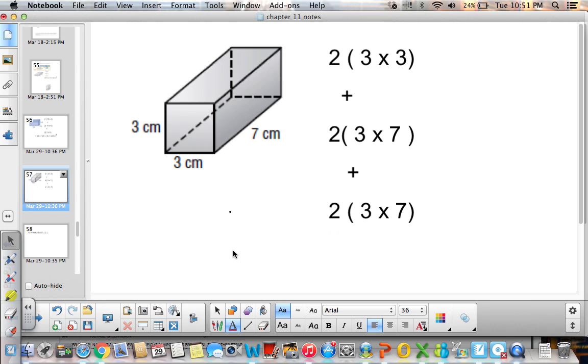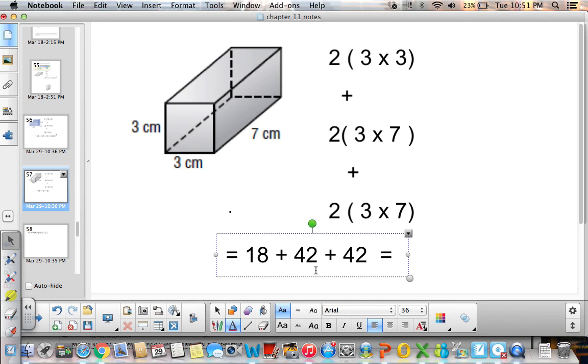So we have 3 times 3 is 9, times 2 is 18, 3 times 7 is 21, times 2 is 42, and then 3 times 7 again is 21, times 2 is 42 again. 42 plus 42 is 84. 84 plus 18, I know that 84 plus 16 is 100, and then add 2 more, so 102 centimeters squared.